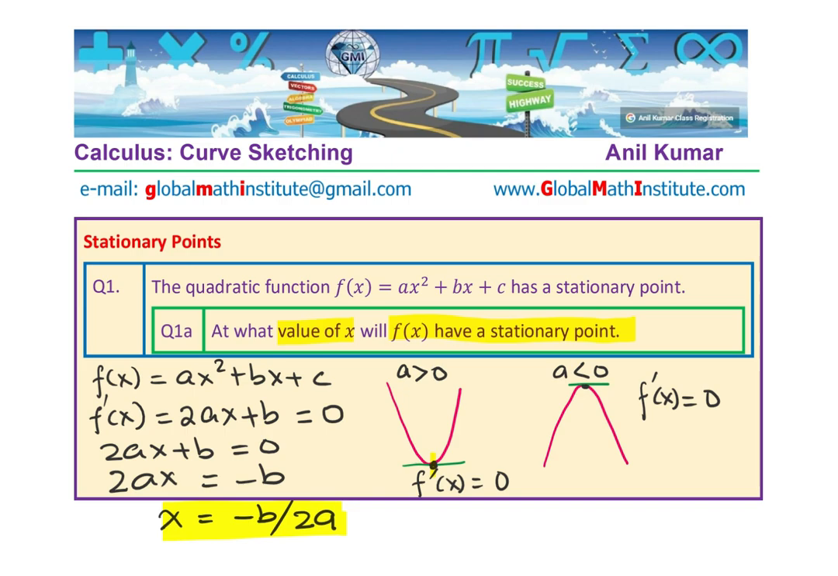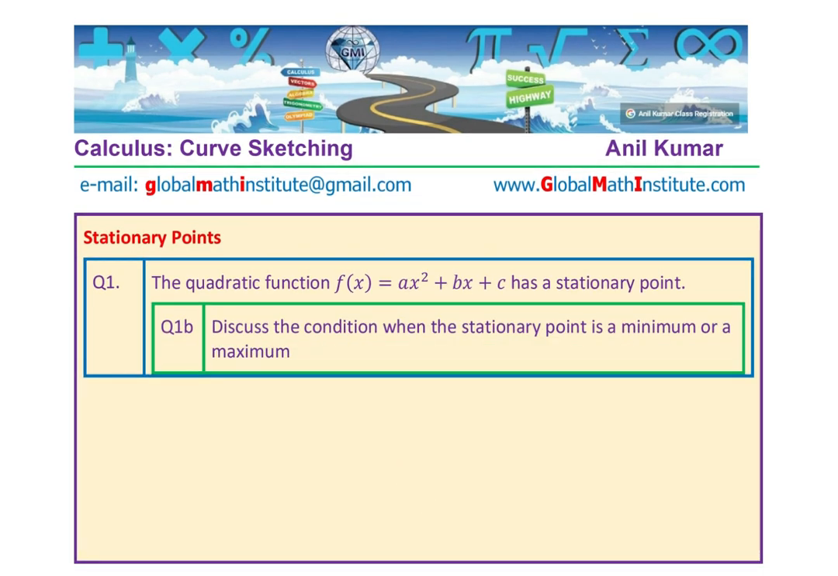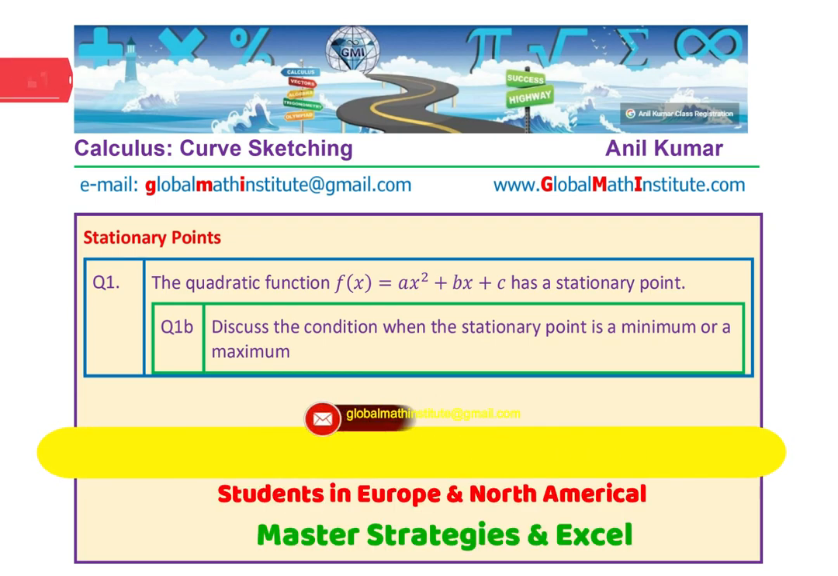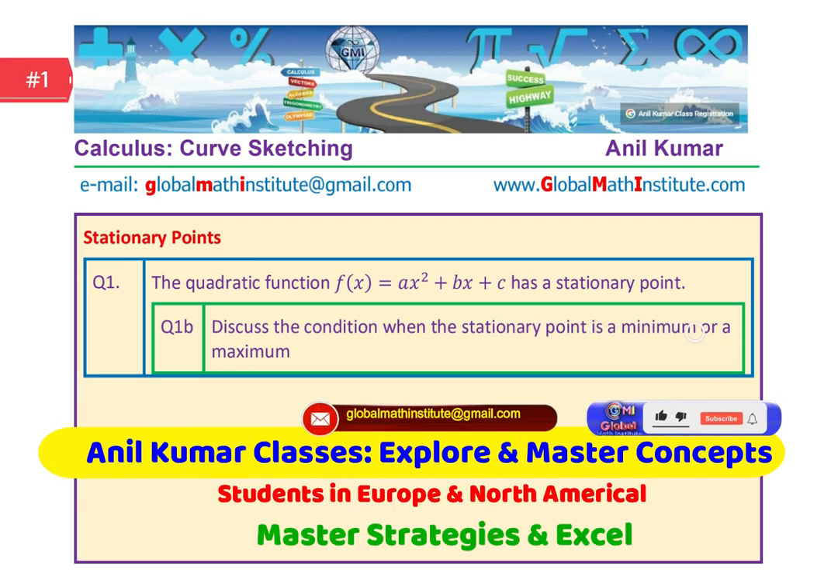Right? You know from the past that this is also the axis of symmetry. So just let me sketch this axis of symmetry for the parabola. And this always is at x equals minus b by 2a, right? Now, with this concept of calculus, I hope it becomes absolutely clear to you that there is a turning point at minus b by 2a. Perfect. Now, let's take up part B of this particular question, which is: discuss the condition when the stationary point is a minimum or a maximum.